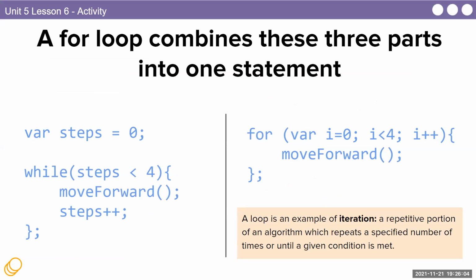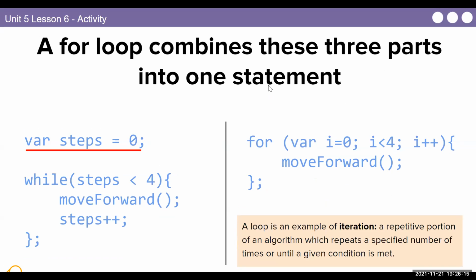Remember, a for loop combines these three parts into one statement. Okay, so it's the idea that it condenses the while loop. So var steps gets 0. Right? A loop is an example of an iteration, a repetitive portion of an algorithm which repeats a specific number of times until a given condition is met. On the left is our while loop, on the right is the for loop. So var steps gets 0.